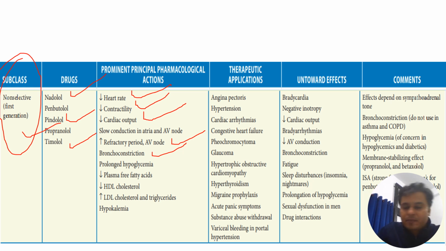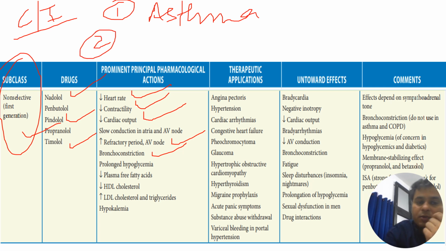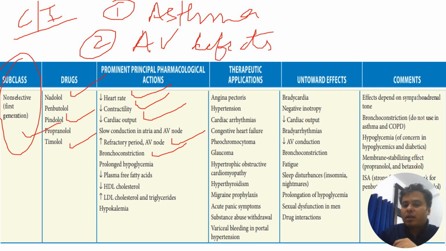So they were contraindicated in patients of asthma and COPD. Use of beta blockers should be very cautiously done, or rather is contraindicated, in patients of asthma and COPD, and in patients who are having AV conduction defects, because we cannot afford to slow down the AV conduction any further.